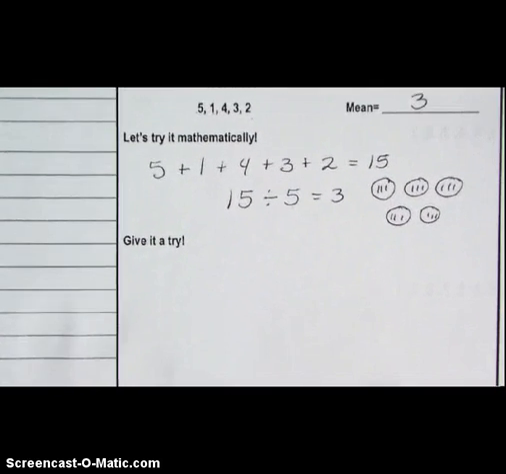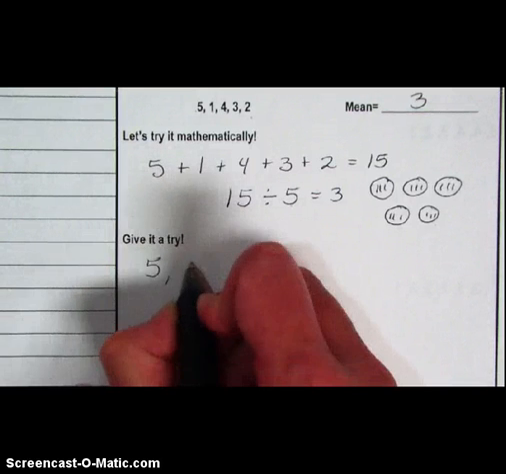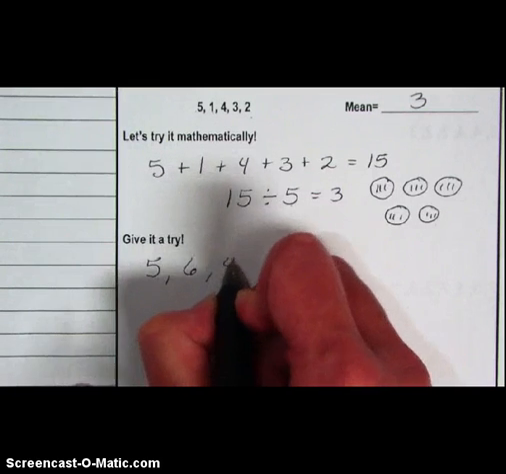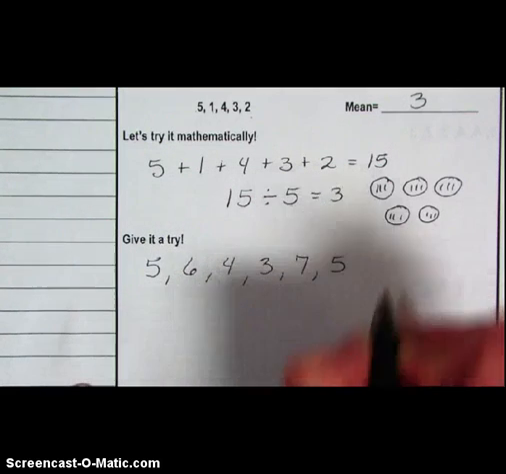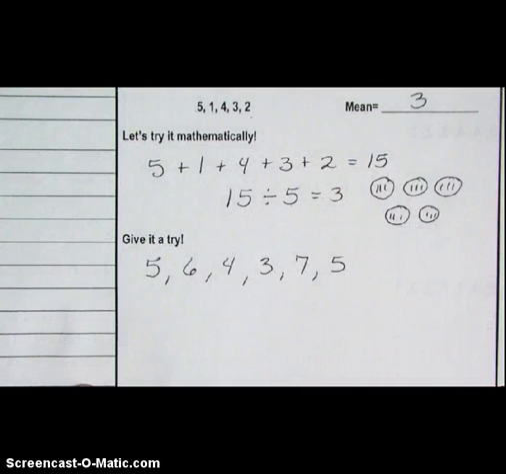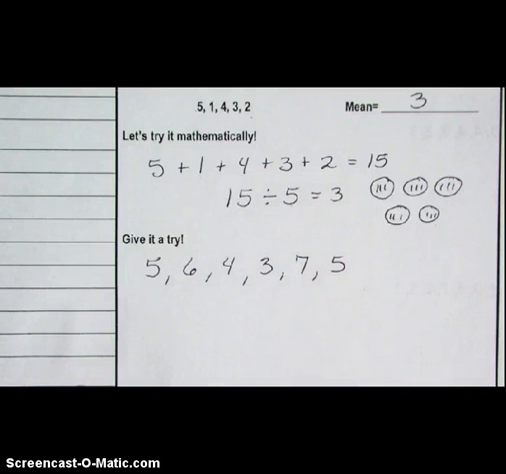Okay, I'm going to give you a chance to try it now. So try it with these numbers: 5, 6, 4, 3, 7, and 5. Go ahead and stop the video and find the mean of these numbers. Be sure you show your work. Then start the video and we'll see how you did.